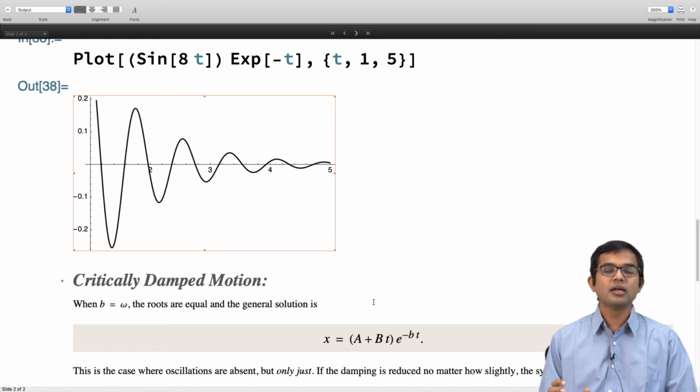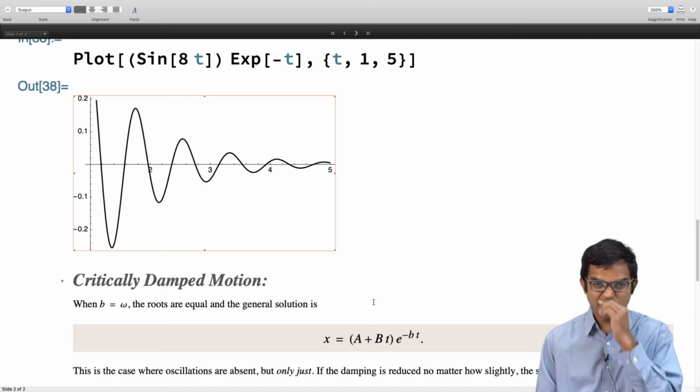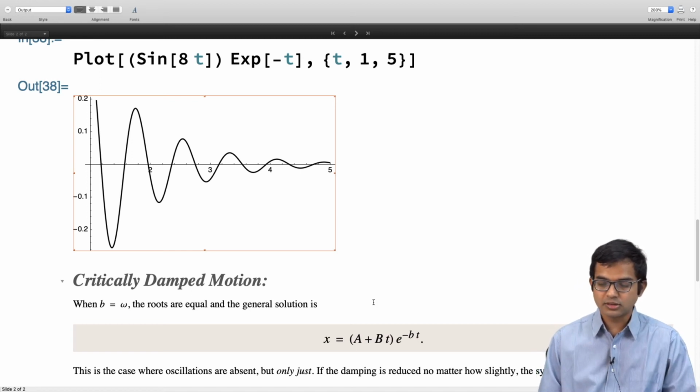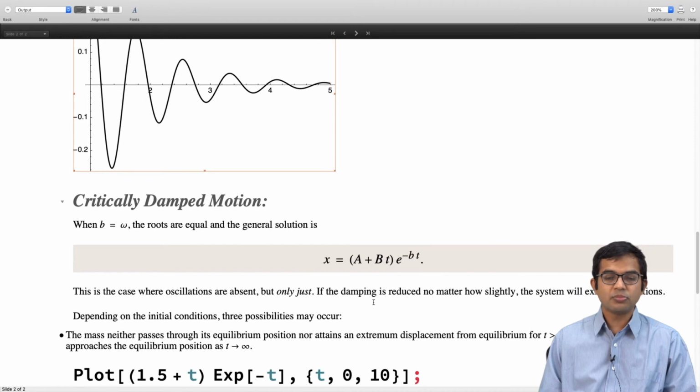But this is a critical damping, which means that oscillations are absent, but only just, right? If the damping were reduced even by the smallest amount, then the system will again show oscillations, right? So depending on the initial conditions, there are three possibilities.